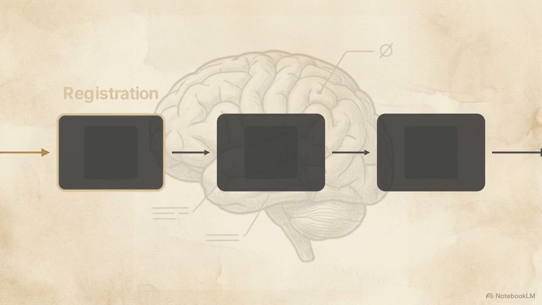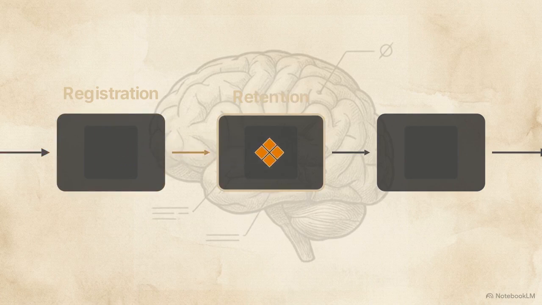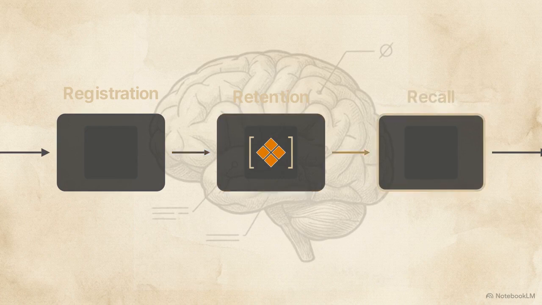First is registration. Data must accurately enter the system. Once registered, that information moves to the second node, retention. The brain must hold on to this data in a stable buffer. Finally, there is recall. When needed, the system must successfully extract that specific piece of data from the retention buffer.